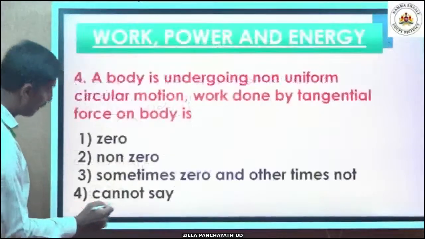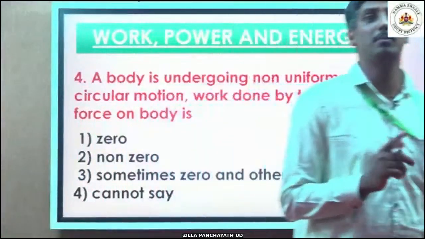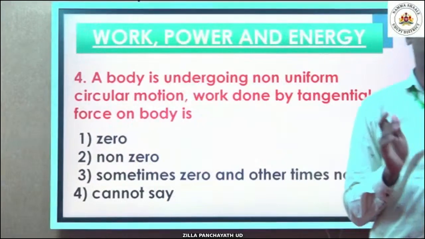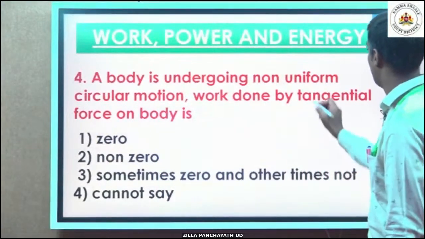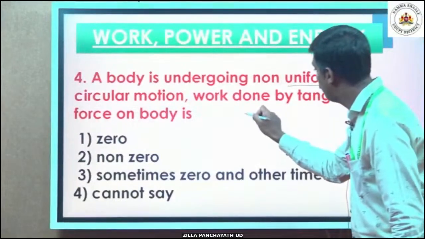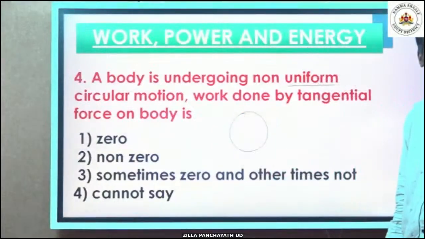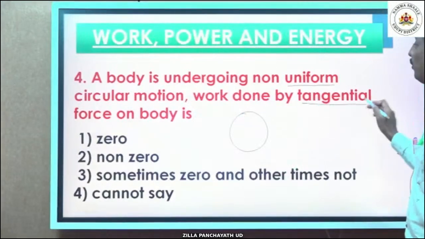Okay, the next question. A body is undergoing non-uniform circular motion. You should be very careful here, students. A body is not under uniform motion, it is non-uniform motion. See, what's the difference here? Whenever a body is in uniform motion, the object travels in a circular motion. That we know. Since it is non-uniform motion, work done by the tangential force.